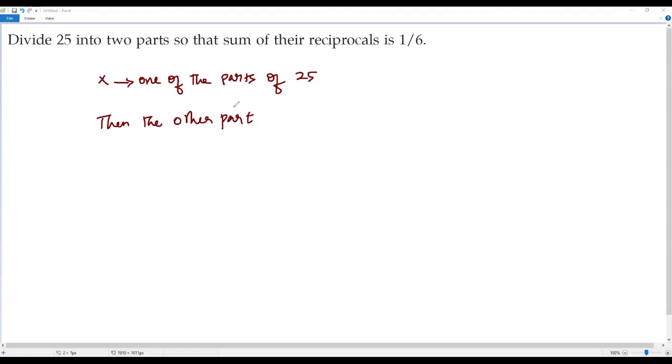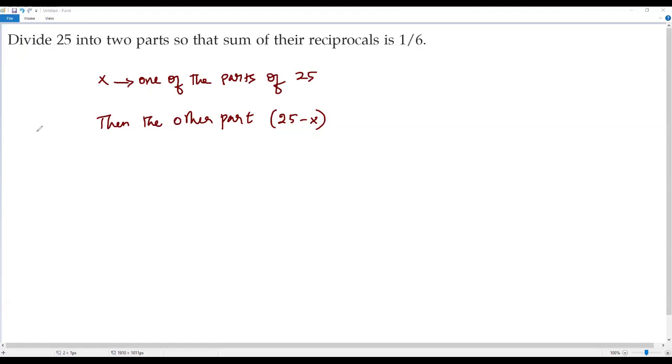To get the other part, we have to subtract this part from 25. As I said earlier, if 10 is the first part, to get the second part, we have to subtract 10 from 25. Now 10 is not the first part, x is the first part. So to get the second part, we have to subtract this x from 25. Then I'm getting 25 negative x is the second part. So once we get the value of x, that is the first part, we can plug in the same value of x over here to get the second part.